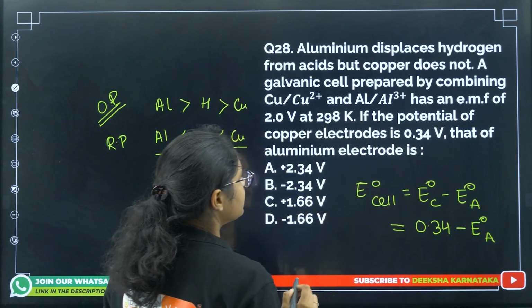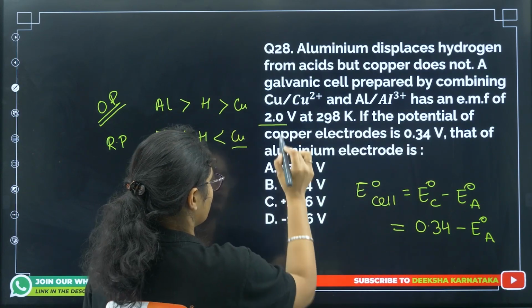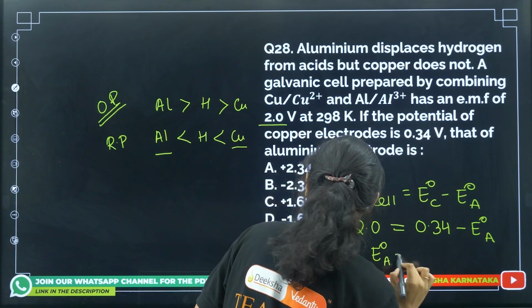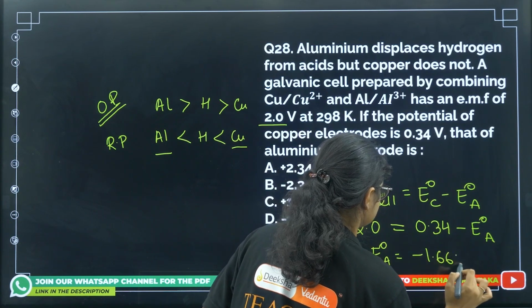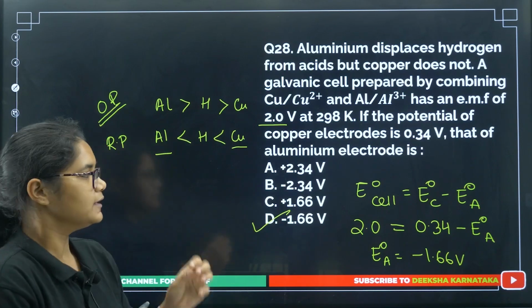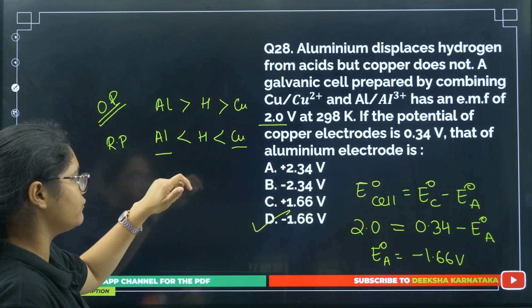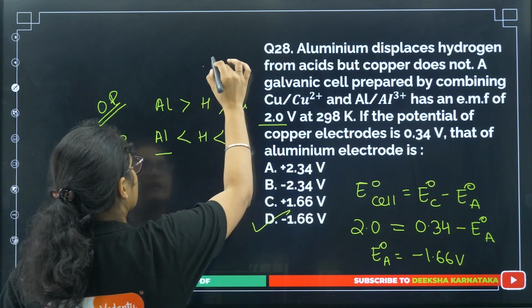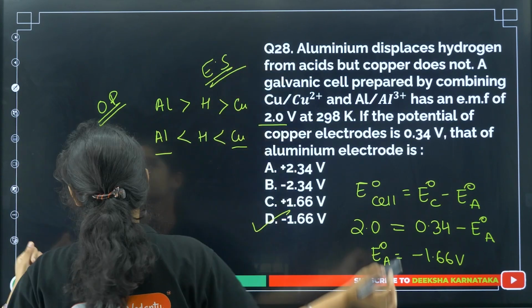And what is the value of E naught of cell? E naught of cell is 2 volt. Now if I calculate E naught of anode, that will be equal to minus 1.66 volt. The correct answer for this question is option number D. Very easy question, but you just need to know which can be the cathode and which can be the anode. So this question again I'll tell from electrochemical series.